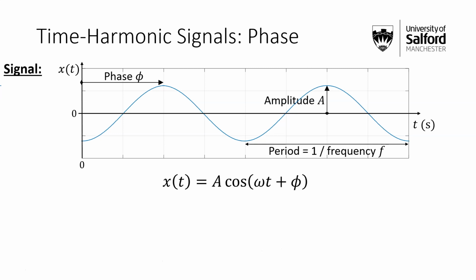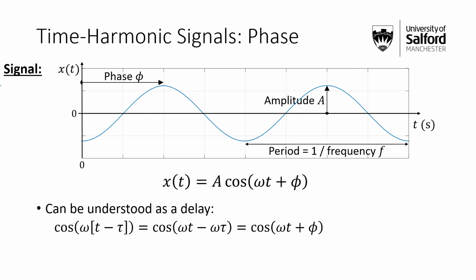But what does phase mean physically? Well, one of the ways it can be understood is as a delay. So if I write a delay into this signal, and this is on the left hand side how I write that, I would say that t has had an amount tau subtracted off it, which is my delay. That's how I'd write this. So that's been subtracted off before I put it into the cosine. Then if I expand those out, I can separate the omega t and the omega tau, and then I can define that phi equals minus omega tau.